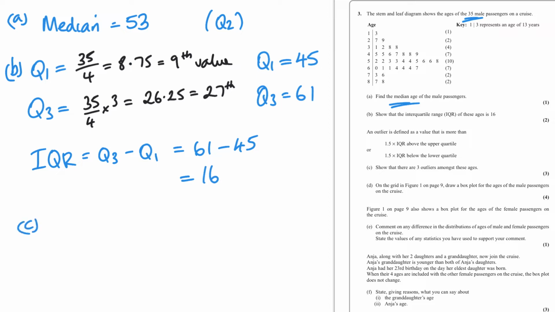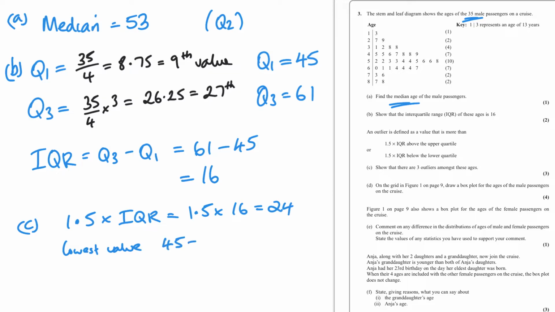Now for part C we're looking at outliers. So first thing we want to do is 1.5 times our interquartile range. So that's 1.5 times my 16, which is 24. Now let's look at our lowest value. So that's going to be my lower quartile, 45, minus my 24. And that gives me 21. And my upper or largest value here that I need is my 61 plus 24. That gives me 85.